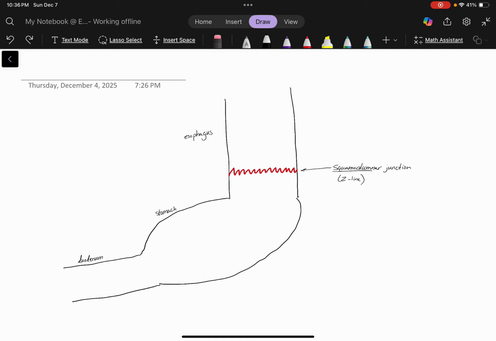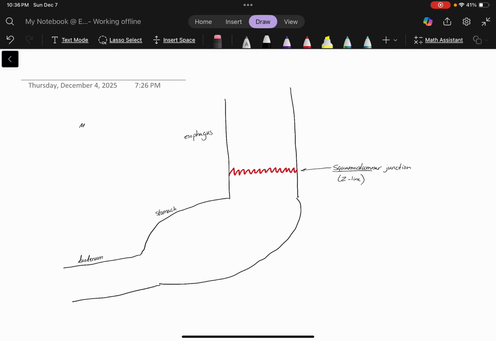But just so you guys understand the concept, the squamocolumnar junction is essentially where the cells change from squamous to columnar. And why is that happening? It's because we're going from the esophagus to the stomach, and these two organs are just lined by different types of cells, okay? Now, we're going to talk about something called metaplasia, okay?